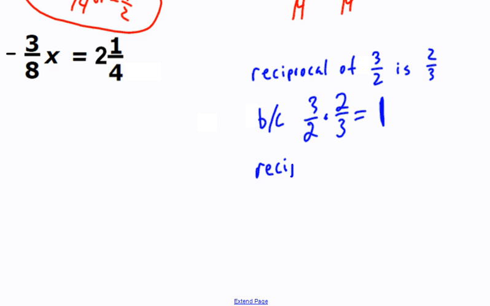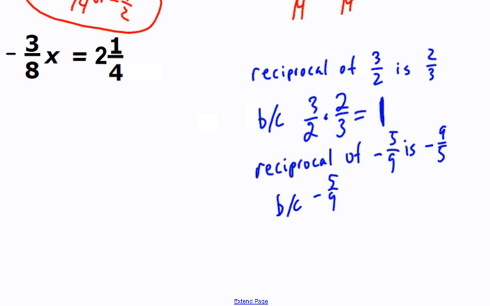So let's do another. What about the reciprocal of a negative number? Reciprocal of negative 5/9 is what? Negative 9/5, right? Because negative 5/9 times negative 9/5 is equal to 1. Right? So that's the key.